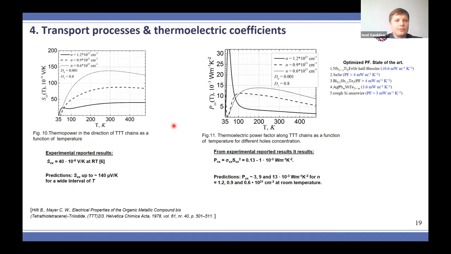Further, we tried to model the Seebeck coefficient and the power factor of these materials, namely for TTT2I3 of P-type. We have modeled for different temperature and for different concentrations of charge carriers in the structure. As you can see, we can observe the main tendency of improving the thermoelectric properties of these materials by simple de-doping or simple diminishing of the charge carriers in the materials. This can be done by simply evaporating the iodine from the crystal.